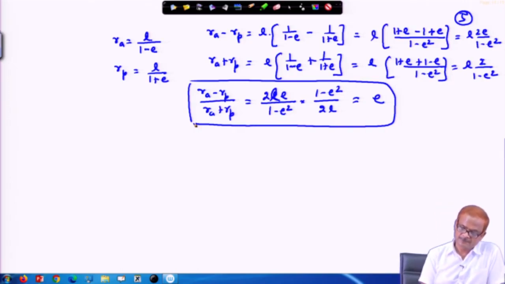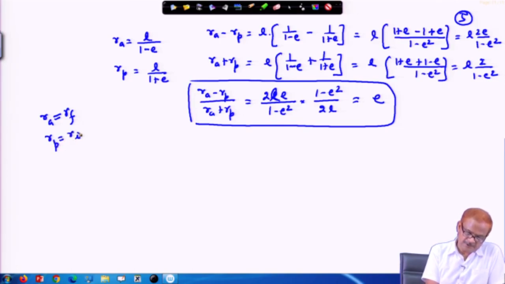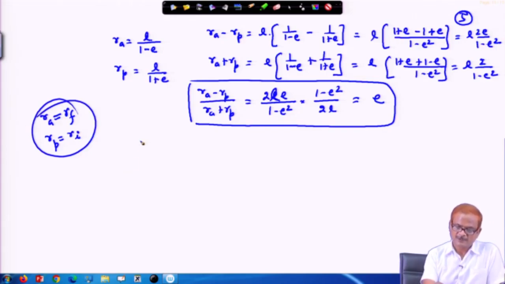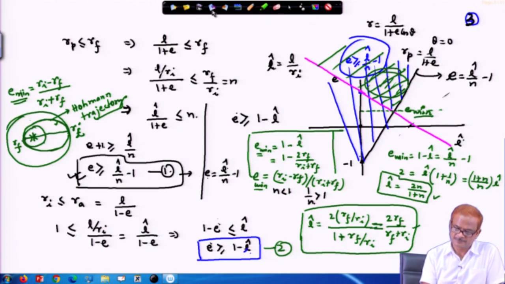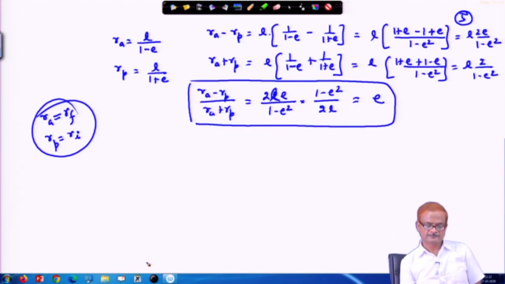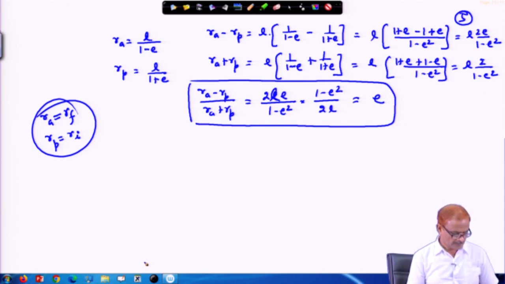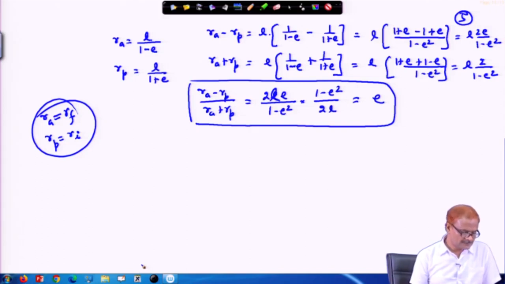So, while we are solving for the minimum case, it implies that the minimum eccentricity here R A corresponds to R F, and R perigee corresponds to R I in this case, okay, and vice versa in the previous case, we had just the opposite of that. Here R F corresponds to R perigee and R I corresponds to R apogee. Okay, so for now we have looked into the basic things required.